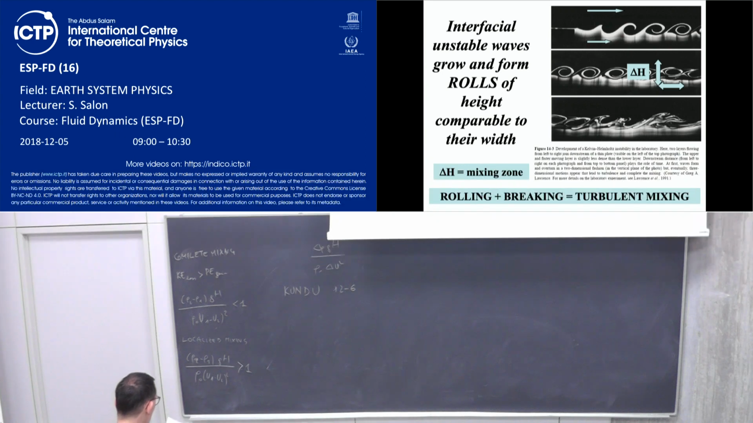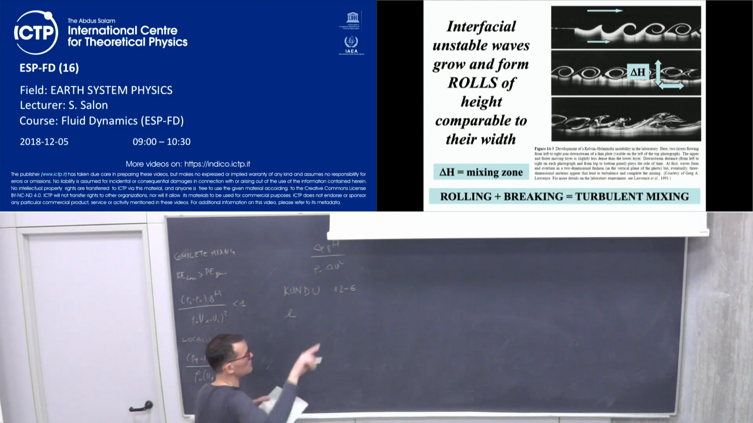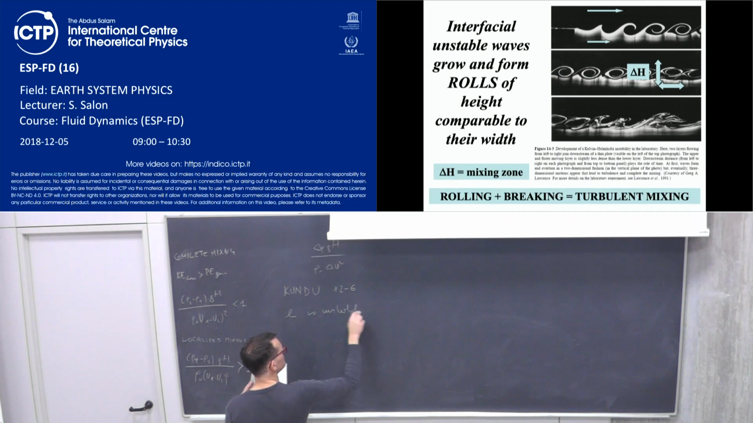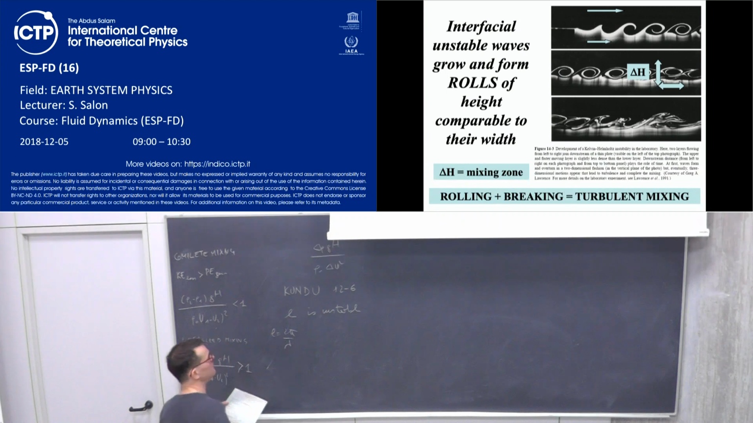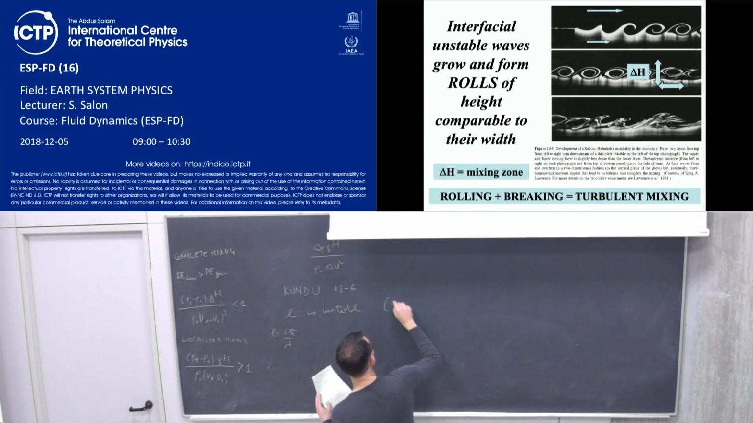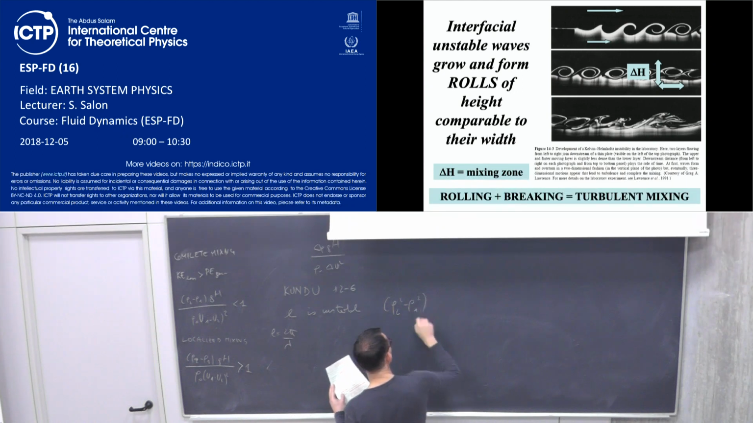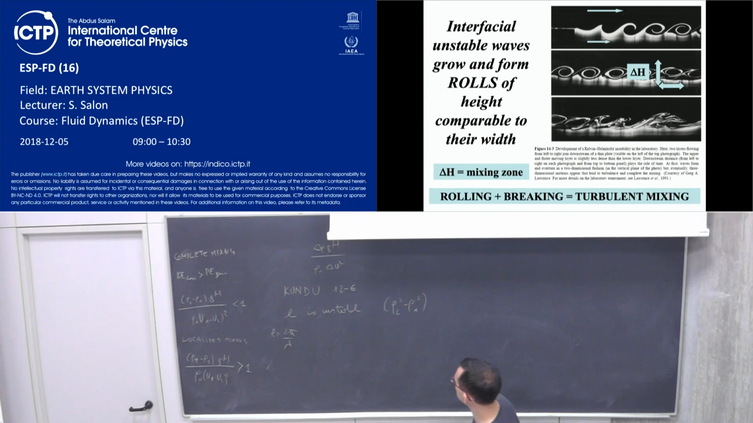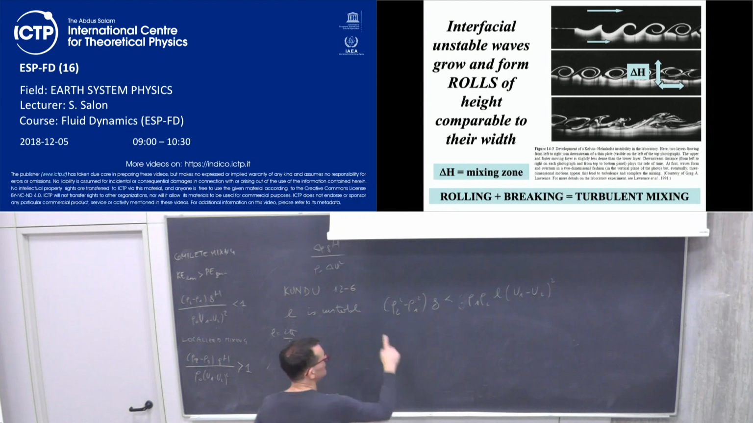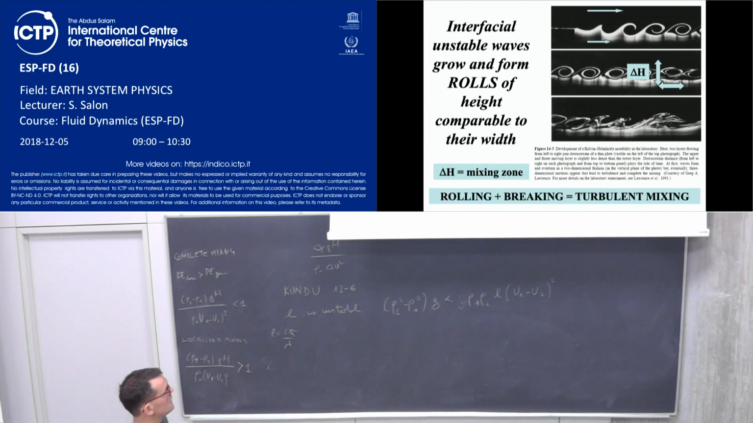If you are curious. But what we want to know is that a sinusoidal perturbation of wave number L or K, whatever, like we had in the plot before, is unstable. So L means 2 pi over the wavelength. Okay. So the wave number is unstable when we have ρ2 square minus ρ1 square, so the square difference between the two layers, multiplied by G, is smaller than the multiplication of the two densities, L, and the velocity shear. So if this condition is satisfied, we have the instability.